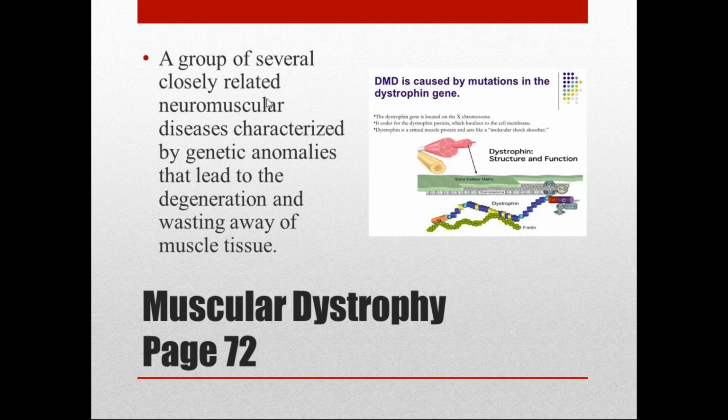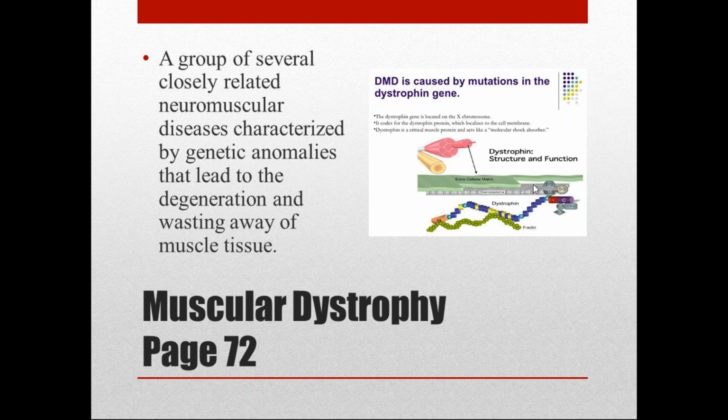So it's a group of several closely related neuromuscular diseases characterized by genetic anomalies, and that would be with the dystrophin, that lead to the degeneration and wasting away of muscle tissue. So you take away the dystrophin, are you going to move joints with your muscle? No. You need the dystrophin to attach the actin out into the structures that end up pulling on the tendons and then pulling on the bones and moving the joint. Dystrophin's the connector. So your muscles will atrophy if you don't have a connector. They're just basically inside your cytoplasm, and proteins are moving. Well, that happens in all your cells, right?